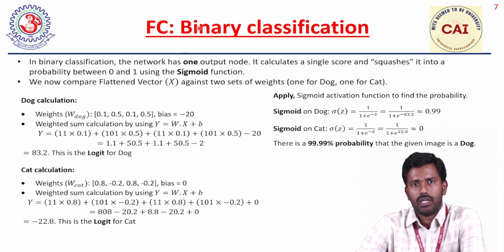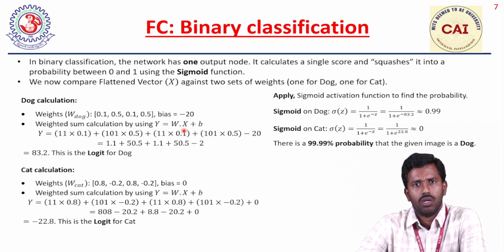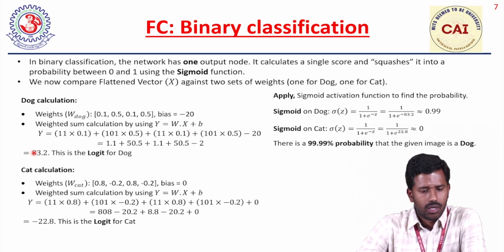Here I am applying a binary classification. I am taking only two categories, dog as well as cat. Four features are there in my final flattened vector. So if I take an example with respect to the weights of dog to define the binary classification of dog versus cat, 4 weights are there along with a bias. The weights of dog and the features extracted by the final convolution layer are multiplied, weights into input plus bias, so that you will get the final logit value for dog as 83.2.